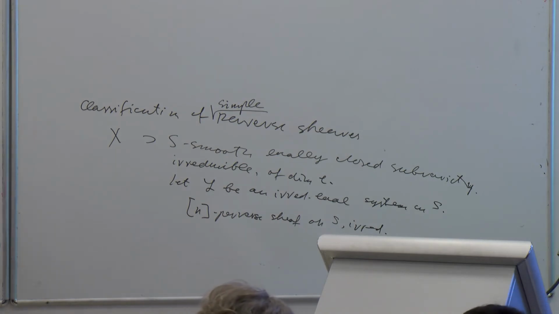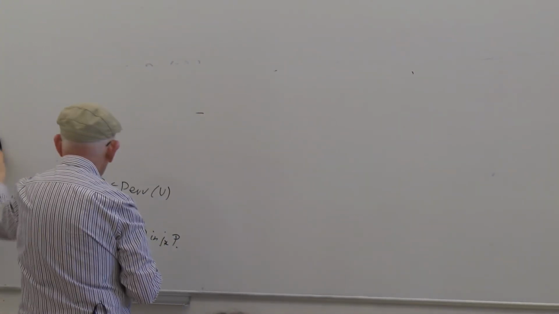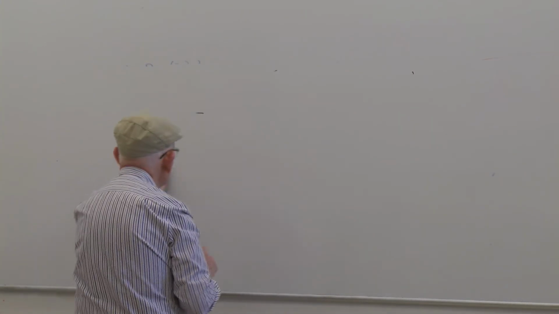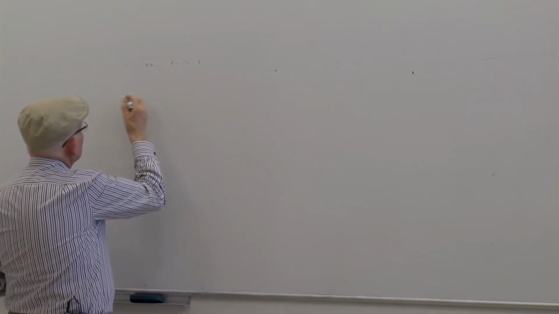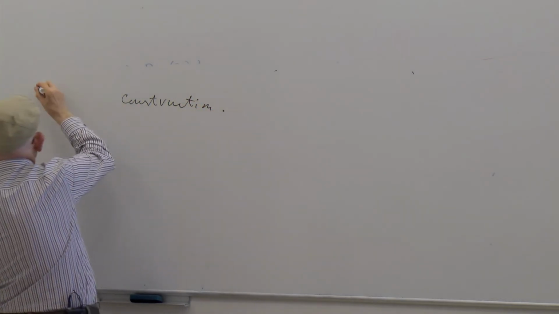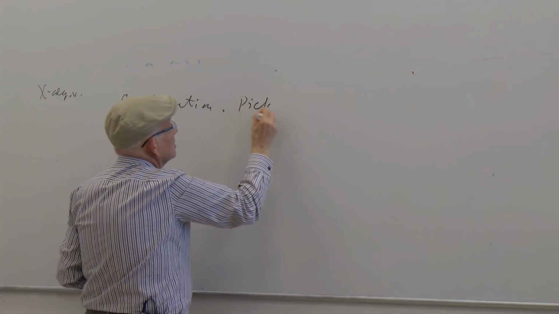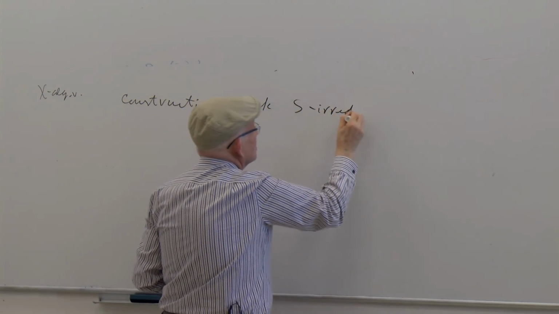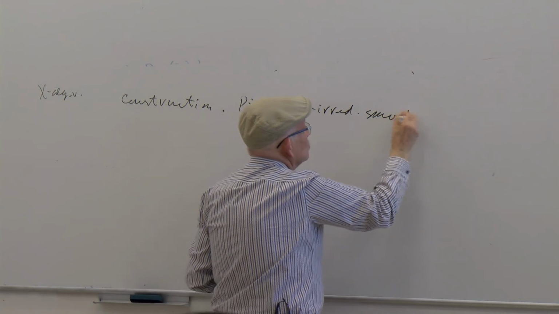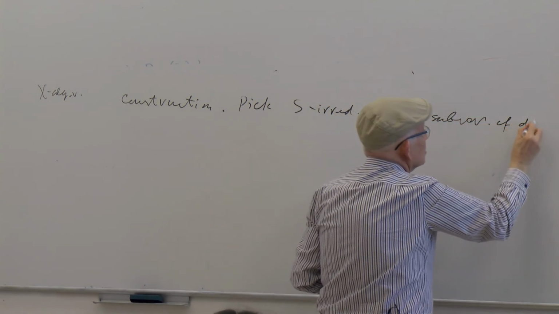So once more. I give some construction of simple, irreducible perverse sheaves. So, the construction. Given X, pick S, an irreducible, smooth subvariety of some dimension L.